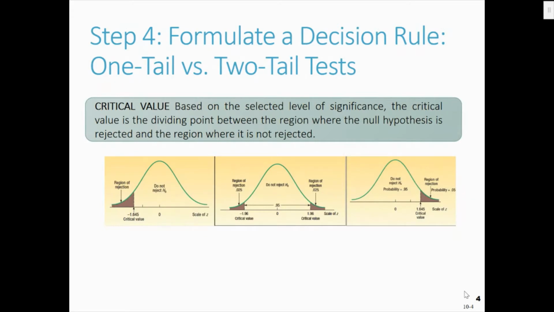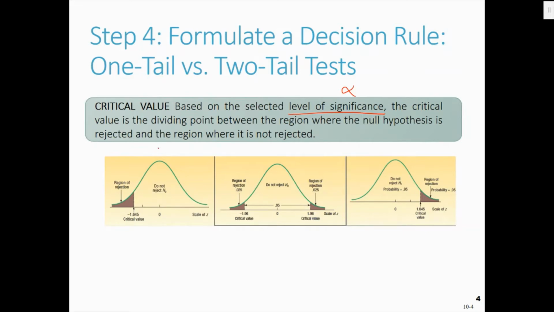This critical value is based on the level of significance. Level of significance we see is part of step 2, the alpha from our exercise, the level of risk. The critical value is a dividing point between the region where the null hypothesis is rejected and the region where it is not rejected. And we have 3 different cases here. We'll see all of them slowly in a minute.